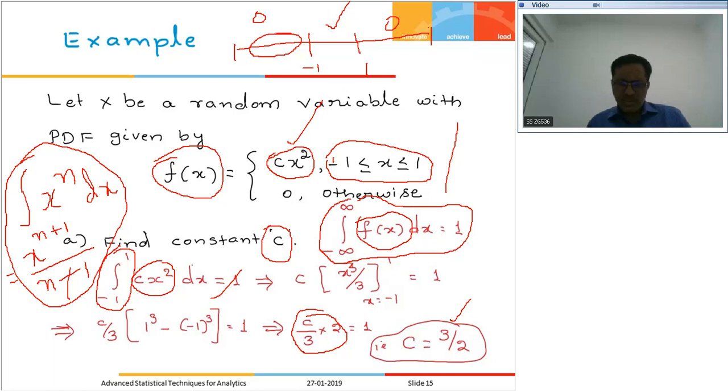x power n is nothing but x power n plus 1 in the numerator by n plus 1 in the denominator. When x square, x cubed by 3, x cube, x power 4 by 4, x power 5, x power 6 by 6. This is how we do integration.